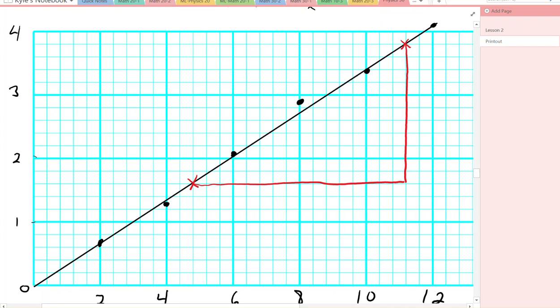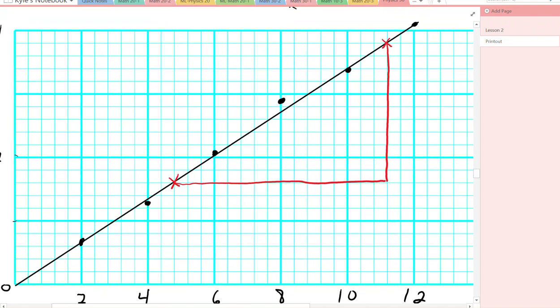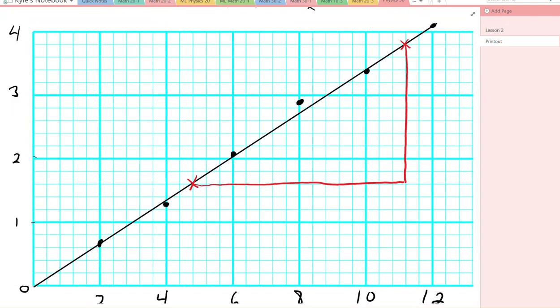Now we just have to figure out the rise and the run of this thing. Looking at the rise, let's figure out what we were at the top. Even just write it here if you're not sure. So 3.8 is how high it went there. Down at the bottom, we were at 1.6. So our rise would be 3.8 minus 1.6, which is 2.2. So it's going to be 2.2 for the rise.